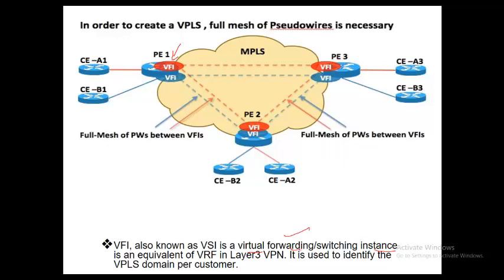See, this red line is like VLAN 10. Blue is like VLAN 20 if this is a layer 2 switch. So the VFI, virtual forwarding instance, also known as VSI, virtual switching instance, is equal to the VRF in layer 3 VPN. It is used to identify the VPLS domain per customer. So for each customer, you have a separate L2 circuit.